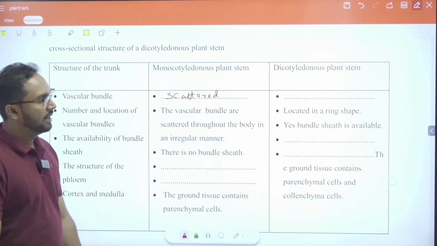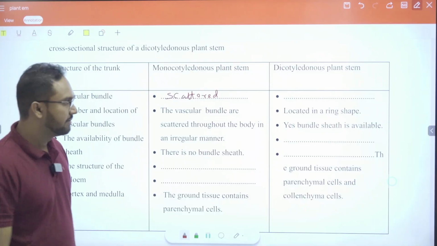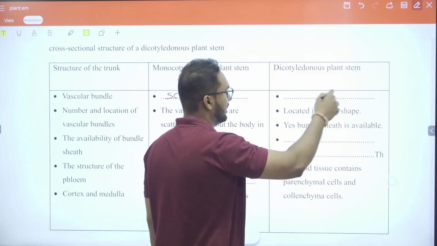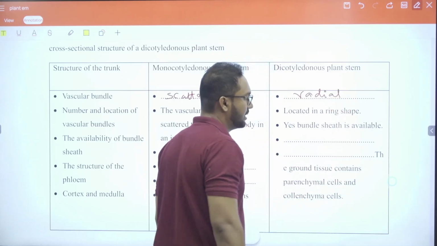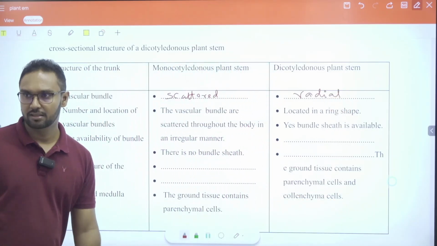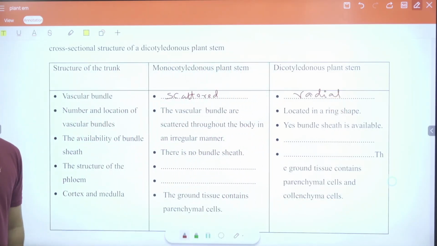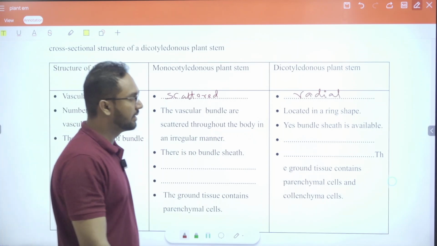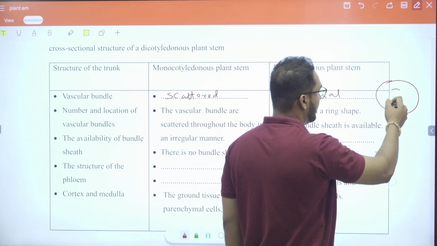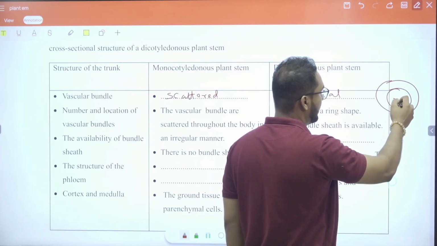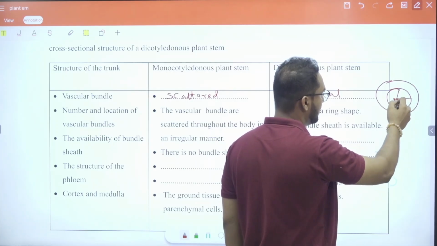Right? And in dicotyledonous plants it's radial. Radial means like it is there through its radiuses, right? Exactly, it's there in a ring. So, in a ring means like there in a radius, they are in a sort of a radius.